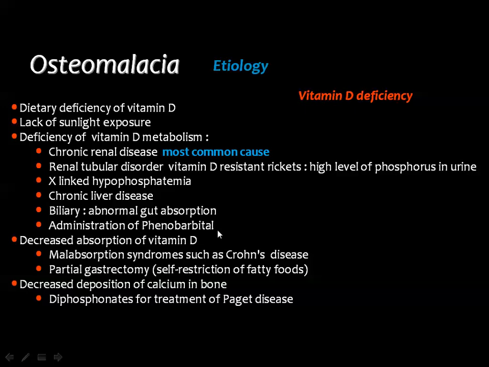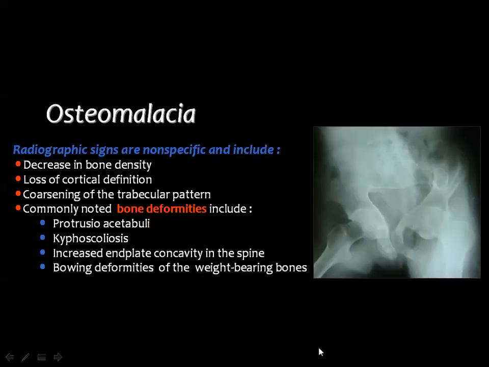Administration of phenobarbital, the decreased absorption of vitamin D in the intestine, like in cases of malabsorption syndrome, and partial gastrectomy. Also decreased deposition of calcium in the bone because of some drugs like diphosphonates, which are used for the treatment of Paget's disease. There are only two manifestations of osteomalacia in the skeleton. Number one is bone softening. Number two is the Looser zones.